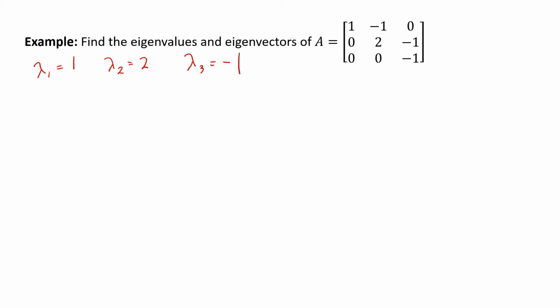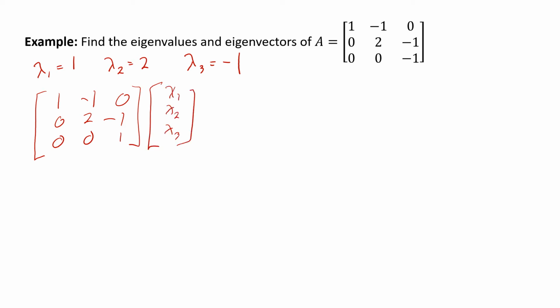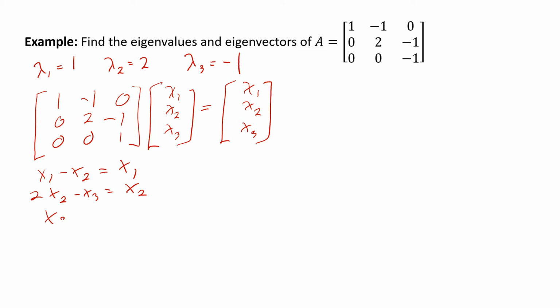Lambda 1 equals 1. So we are looking for vectors x1, x2, x3 where the matrix times the vector is equal to 1 times the vector, so is equal to itself. And let's write this out as equations. It gives us x1 minus x2 equals x1, 2x2 minus x3 is x2, and x3 equals x3.